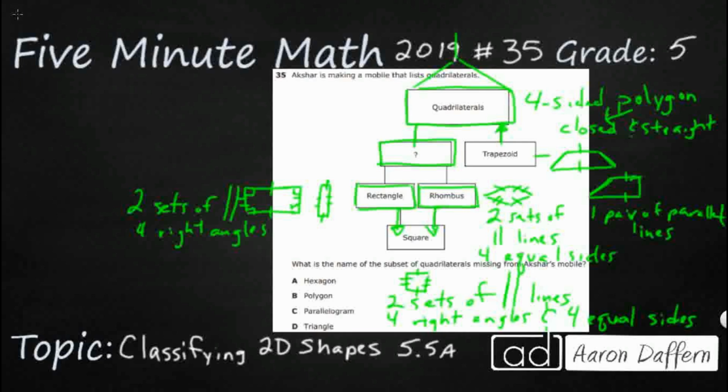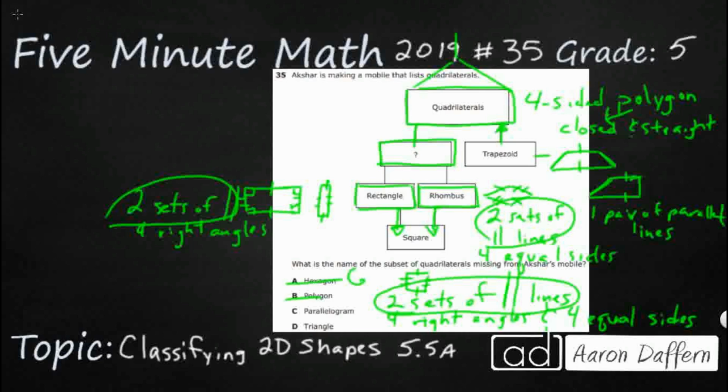So what's the common thing that we're noticing? Well, all three of these have two sets of parallel lines. So what do we call this thing that's got two sets of parallel lines? Well, it's not a hexagon. That's a six-sided shape. It's not a polygon. Polygon is what we said was up here, straight, no curves. Not a triangle, that's a three-sided shape. It is a parallelogram, C.